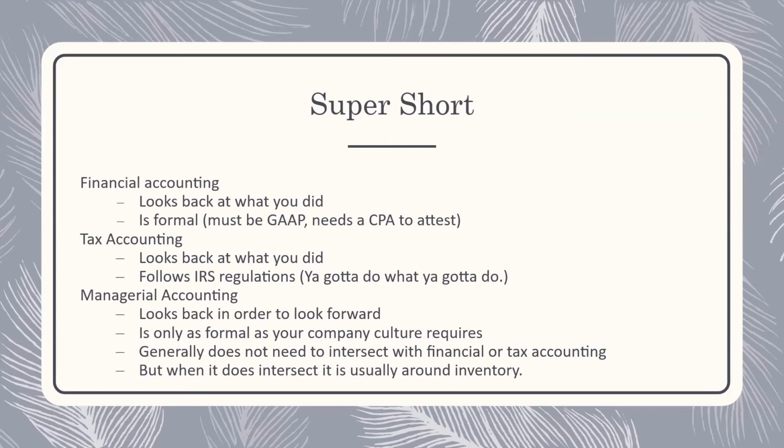So here's another synthesis of this. Financial accounting looks backward at what you did. That's the key thing to think about financial accounting. It looks backwards and it has formal rules. Tax accounting also looks backwards. It's not concerned with the future. The IRS wants the money based on what you did before. And it follows IRS regulations, so your opinion is not particularly welcome, right? You've got to do what you've got to do. You can plan, but once you've done planning, you've got to follow the rules.